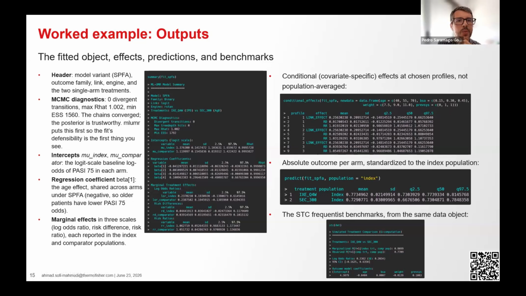If you want to extract absolute outcomes, you can use the predict function.